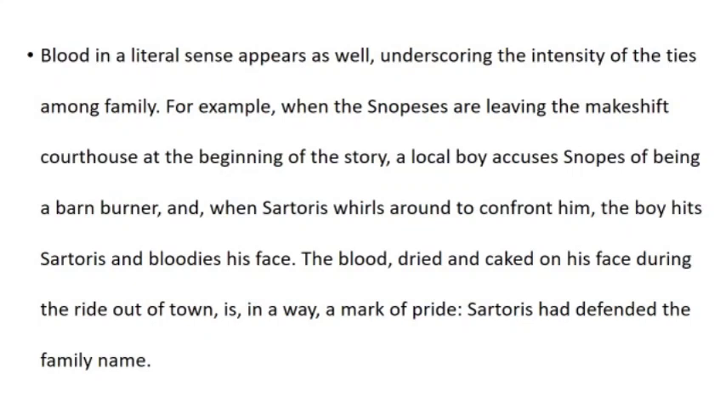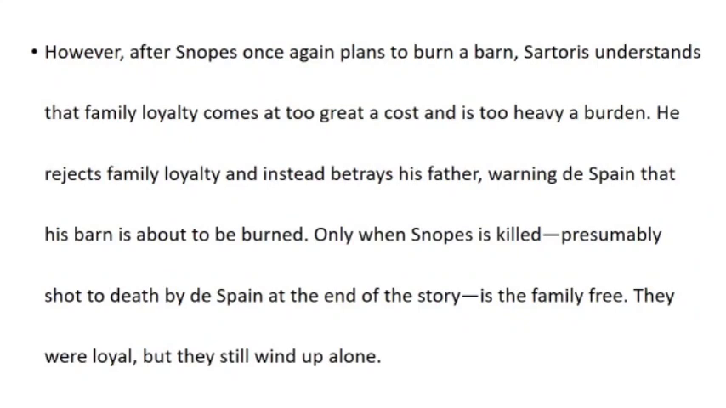For example, when the Snopes are leaving the makeshift courthouse at the beginning of the story, a local boy accuses Snopes of being a barn burner, and when Sartori whirls around to confront him, the boy hits Sartori and bloodies his face. The blood dried and caked on his face during the ride out of town is in a way a mark of pride. Sartori had defended the family name.